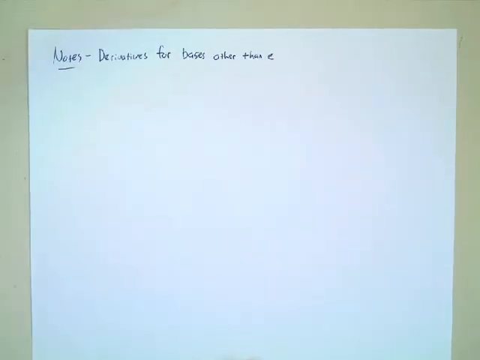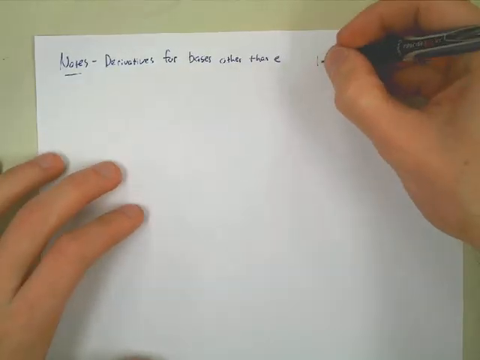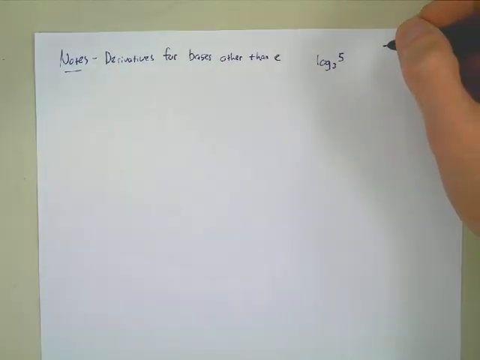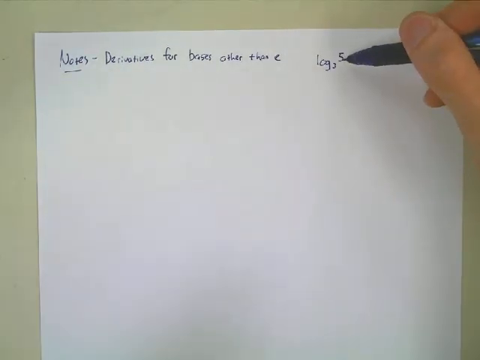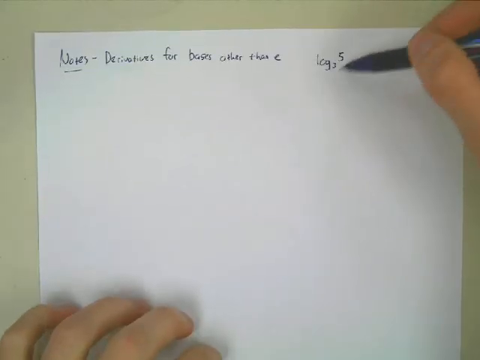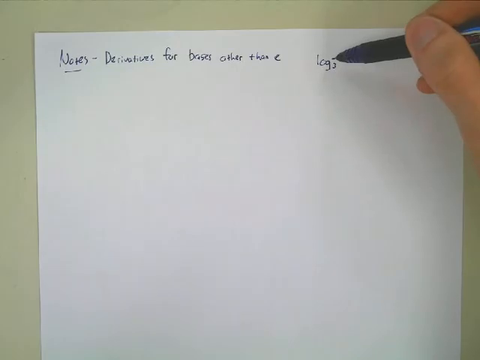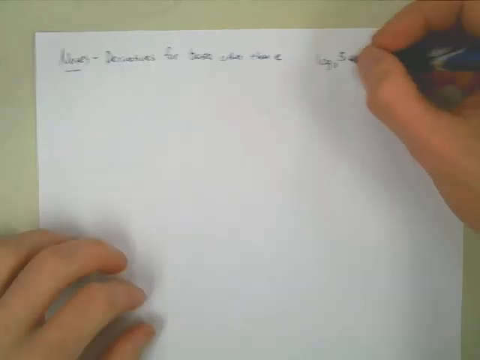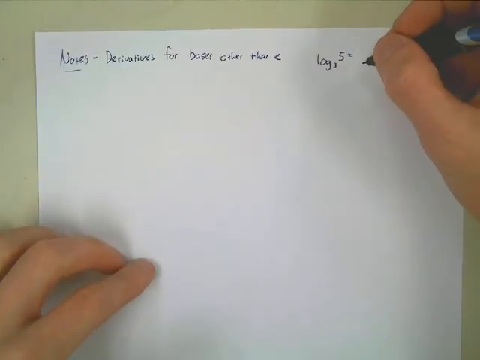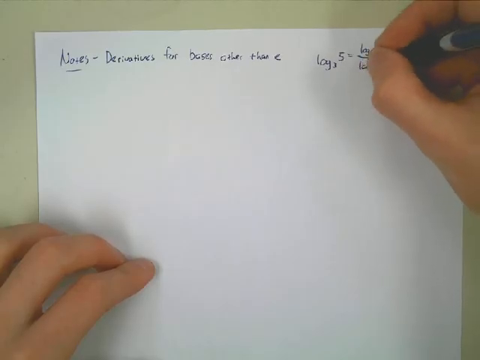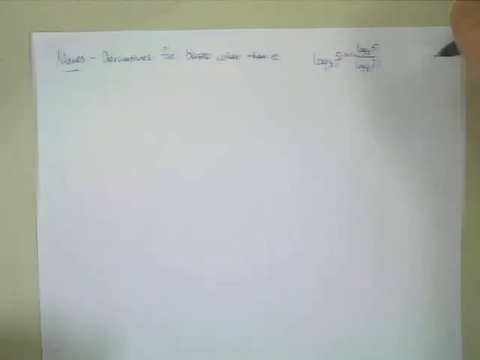For example, if you have log base 3 of 5 and you want to evaluate that, well, we don't have a log base 3 of 5 button on our calculator. All we can do is log base 10 or natural log. So you can rewrite any logarithm in terms of any other base that you choose. For example, let's say I want to rewrite this with base 7. This is equivalent to log base 7 of 5 divided by log base 7 of 3. So it's the same thing, that's all.